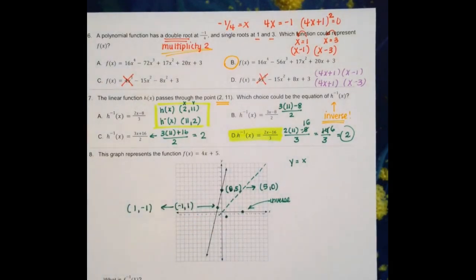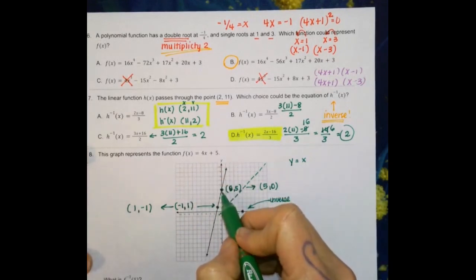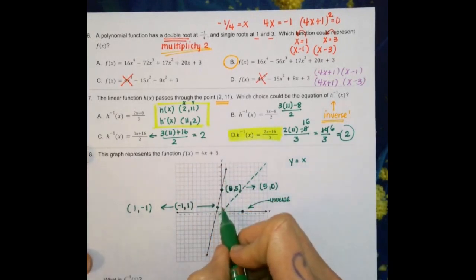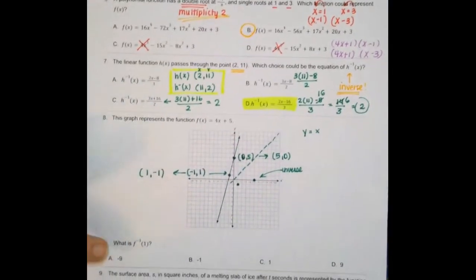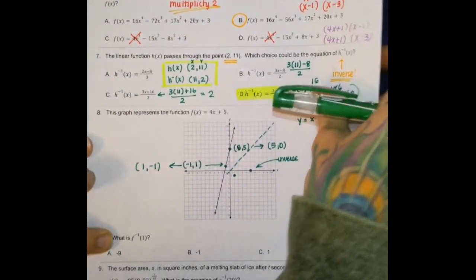X and Y flip for inverse. Now, for this one, we've graphed 4x plus 5, started at 5, rise 4, run 1, down 4 to the left 1. It is a positive graph. So it's a beautiful graph of that one. What is f inverse of 1?